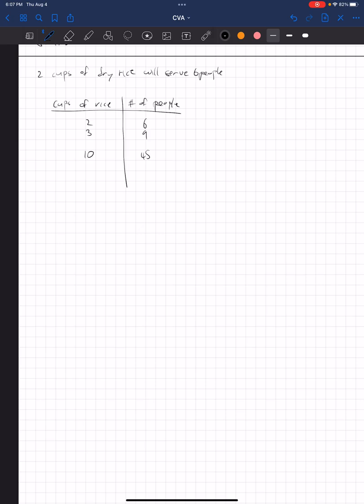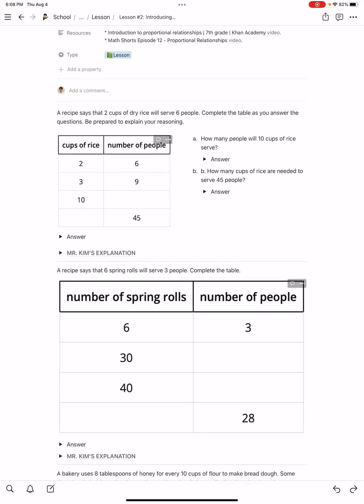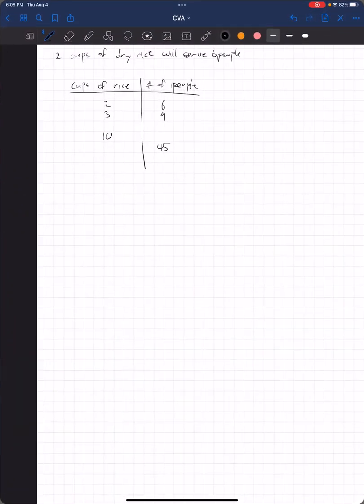So you see, this is the table that I have, and then for my answer, as I actually solve this problem, I go ahead and fill this out. Now, if you take a look, there's this part right here. A, how many people will 10 cups of rice serve? So what I can write is 10 cups of rice will serve, and then you could just put your answer right there. You don't have to write down the entire question.